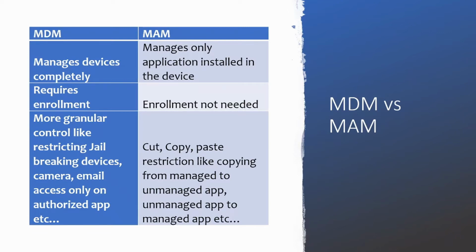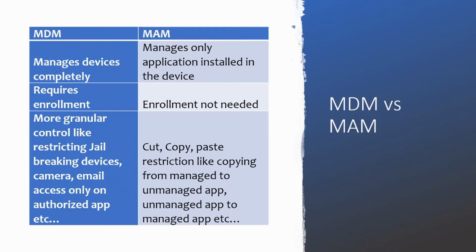So the first point is that MDM manages devices completely and MAM manages only applications. MDM requires enrollment; for MAM, enrollment is not needed. In some situations, some managers don't want to configure their devices into Intune for administration work. Those kinds of VIP users you can exempt from this solution.